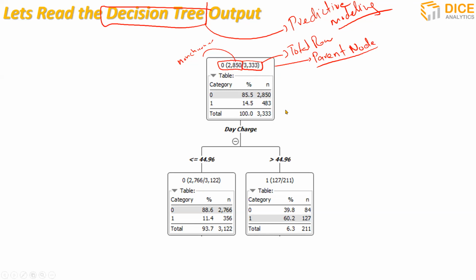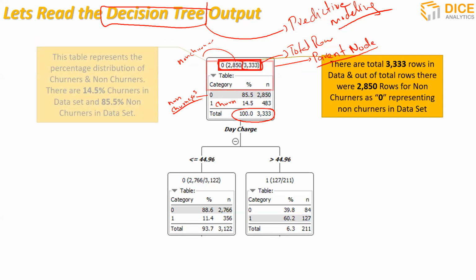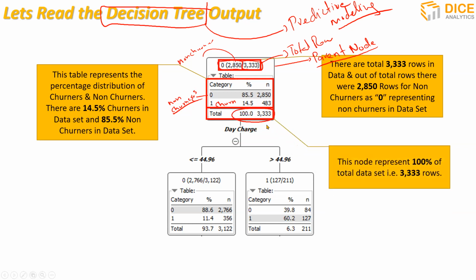And in the parent node, we are describing 100% of the total data, where 14% are churners and 85% are non-churners, right? So this is the same information which I described through my digital pen. Now we are branching our data, meaning we are dividing these 3300 rows into two sets of rows.